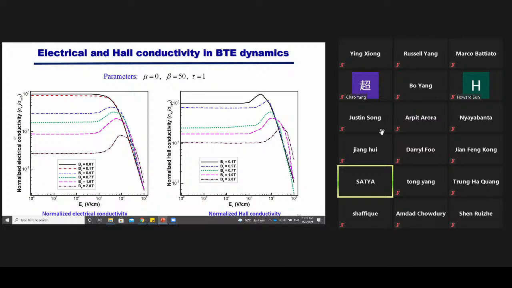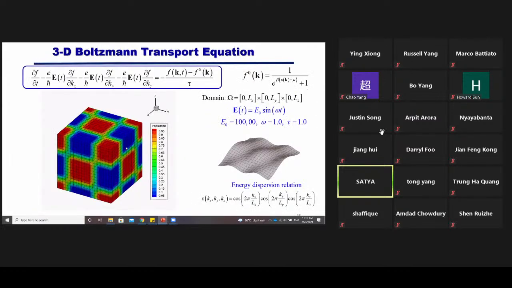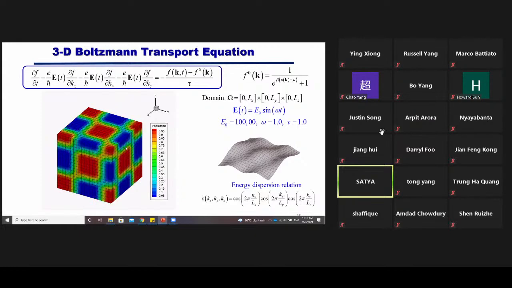So this is the profile of normalized electrical and Hall conductivity with respect to the electric field. And here we see that when the magnetic field is increasing, the Hall conductivity and electrical conductivity are decreasing at low temperature. But when the electric field is increased, we found some kink in the solutions, because the solution is going to the Bloch oscillation region. And finally, I am working on the 3-dimensional Boltzmann transport equation.